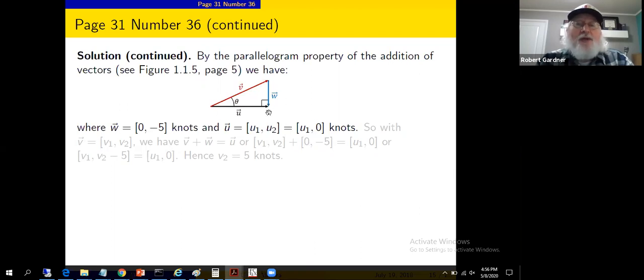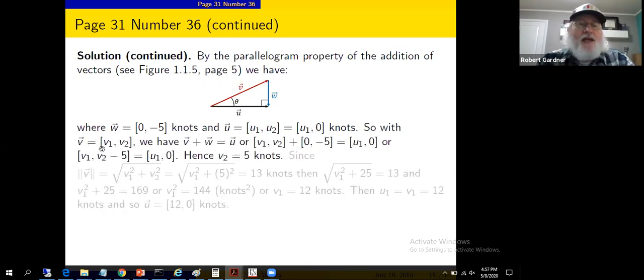I know v plus w equals u. Oh, I know the magnitude of v. They told us it was 13 knots. All right, so let's take v to have components v1 and v2, usual thing. We have 2 pieces of information. We have v plus w equals u, which we can write in components as vector v plus vector w equals vector u, summing on the left-hand side. That gives us v1 plus 0, comma, v2 minus 5. Okay, that'll equal u1, comma, 0.